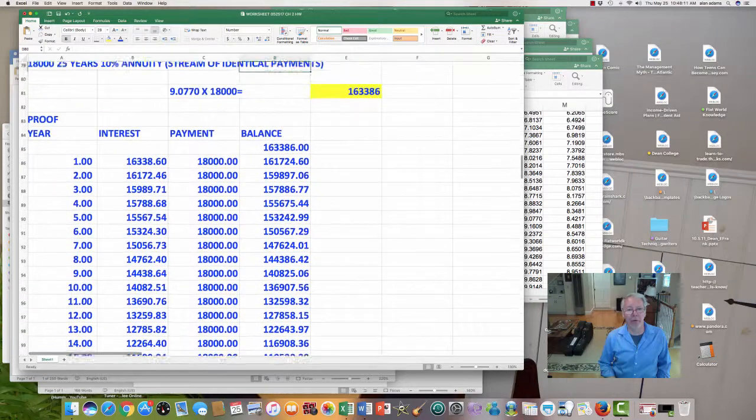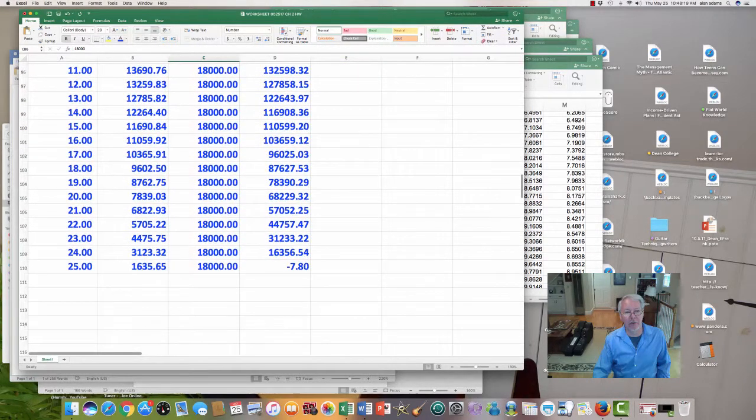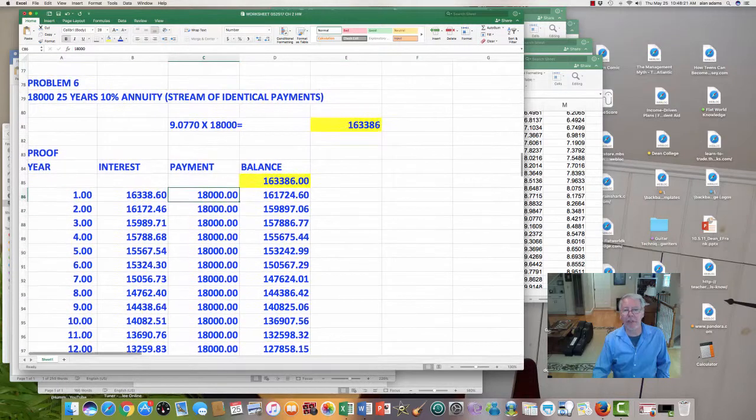What I did is I proved that if Bill has this money in hand right now, okay, then it's going to earn interest at 10% and throw off 18 grand a year for 25 years. So he'll be giving up a financial asset, okay, of 163,386. To compel him to do so, you'll have to offer him more than that. Okay? Offer him less than that, it's not a good deal for him.